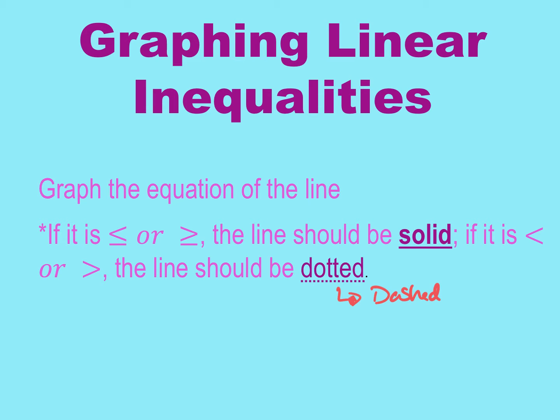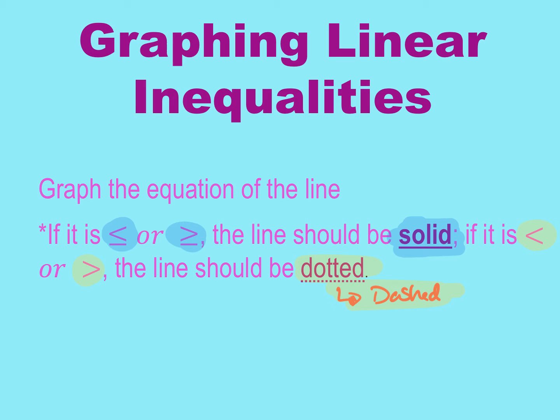Okay, so here's how you know whether it is a solid or a dashed line. If you use the ones that are greater than or equal to or less than or equal to, aka they have the line underneath them, it is a solid line. If you want it to be dotted or dashed, it is just less than or greater than with no line underneath. So there's no or equal to. Okay? That is the big thing.